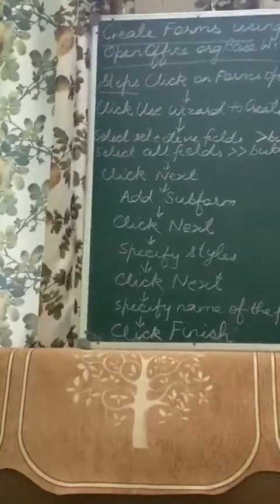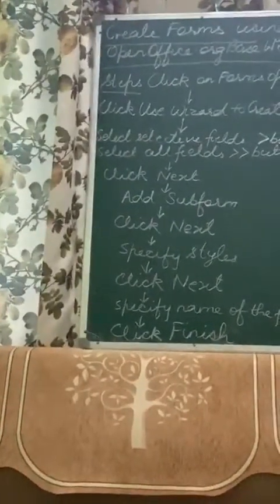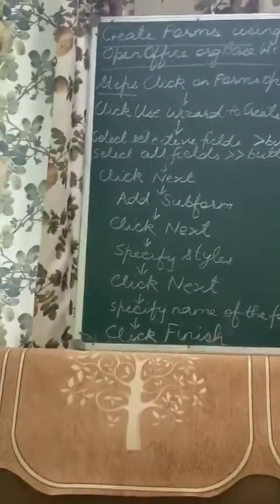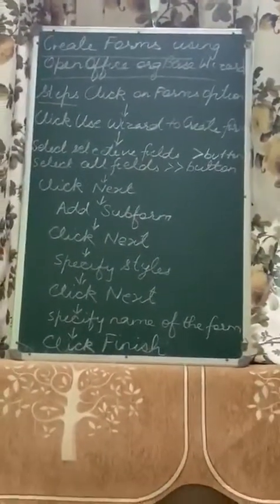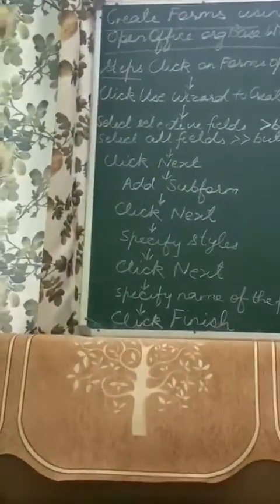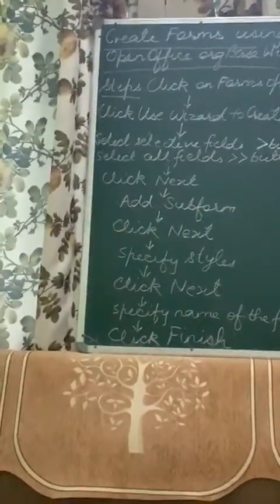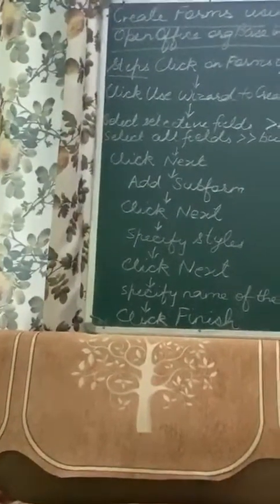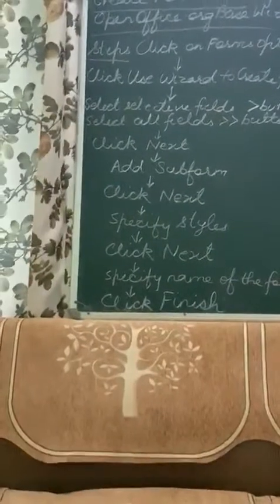Then a dialog box appears wherein you can select the data entry mode. That means whether the form is to be used for entering new data only, or it is being used for displaying the old data also. So you will specify that and click next. Then you specify the name of the form, what name you are going to give to this form, and then finally you click on finish.